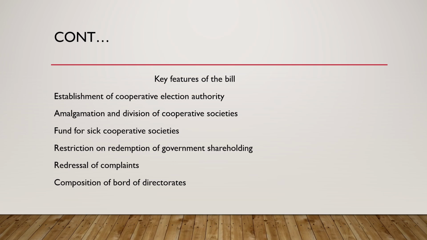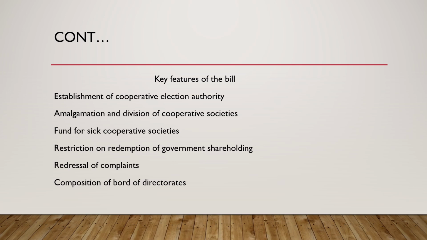Then we have amalgamation and division of cooperative societies. The act provides for the amalgamation and division of multi-state cooperative societies. The bill allows cooperative societies registered under state laws to merge into an existing multi-state cooperative society. Then fund for sick cooperative societies. This is one of the key features of the bill. And we have restriction on redemption of government shareholding.